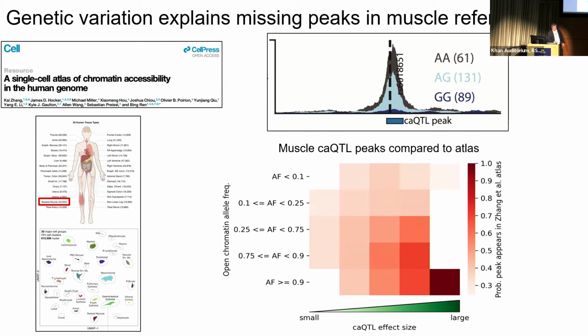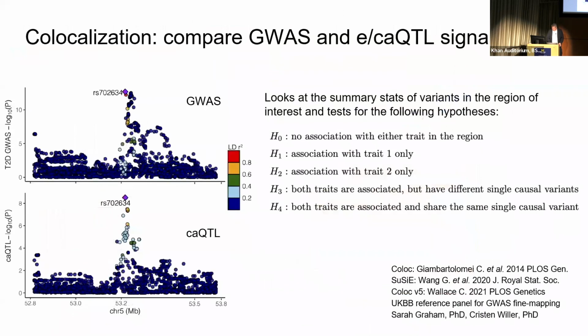Basically, every single one of those, 100% of those peaks, are detected as expected in the reference atlas. But as you move to smaller effects and rare alleles, you're missing. It corresponds to about 30% of the peaks being in the atlas. So you're missing about 70% of the most important peaks in the atlas, which we think is quite important going to population scale.